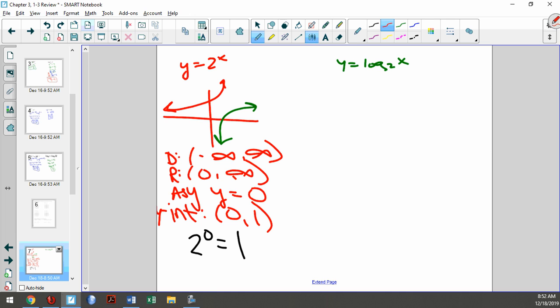Now, with all of that said, let's talk about our logarithmic function. Our logarithmic function right here is going to be log base 2 of x. We know that we need the domain, range, asymptote, and then intercept. Do we all understand that? Now, my domain is going to be what? My range is going to be what? Which one is easier to read, domain or range, at this moment?